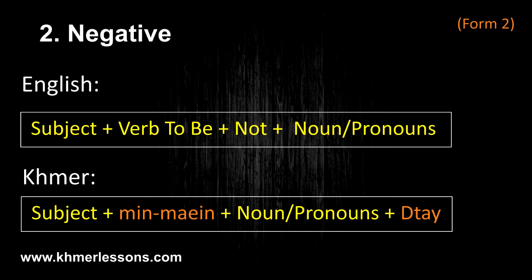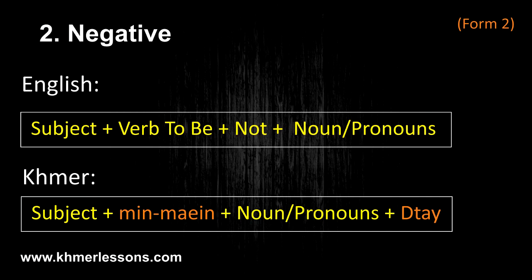Okay, and now we go to negative form 2. In form 2 we will use verb to be plus not, not the auxiliary verb do or does. Right now in this form we use verb to be plus not, and after not I use nouns and pronouns only. I don't talk about adjectives or adverbs, because adjectives and adverbs we will use in form 3. So in form 2 we talk about only nouns and pronouns after not.